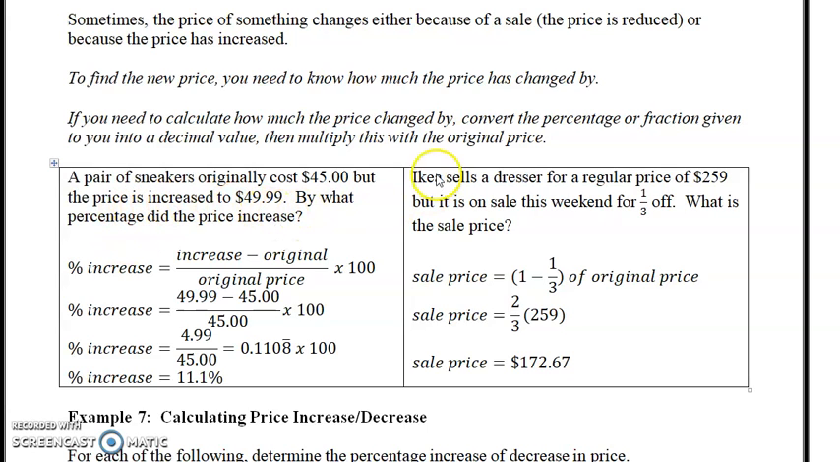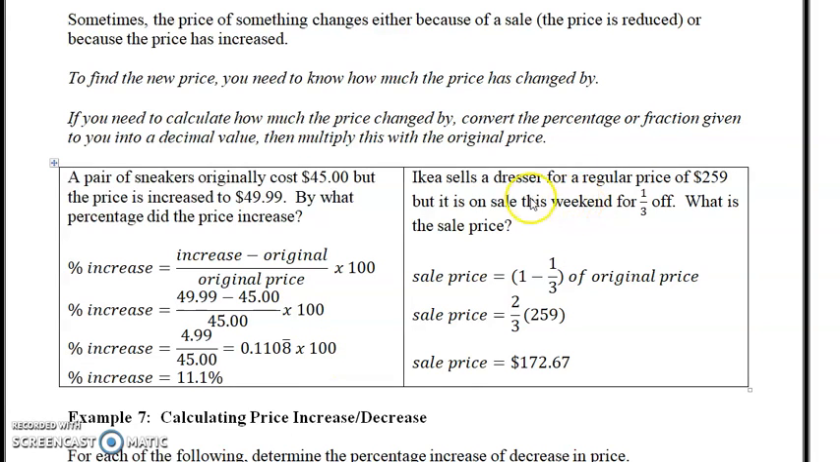A pair of sneakers originally cost $45, but the price is increased to $49.99. What is the percentage the price increased by? So we take the original price, take the increased price, subtract the original, and then divide by the original, and that'll give you the percent of the increase. Okay?